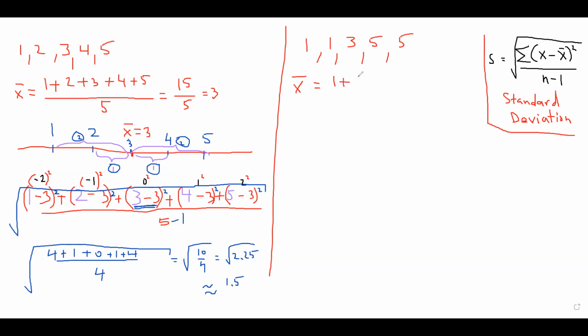Analogously, for the sample mean, we add these 5 numbers all together and divide the sum by 5, right? So we have 15 divided by 5. And when I do this, I get the average equal to 3. So the sample mean is 3.